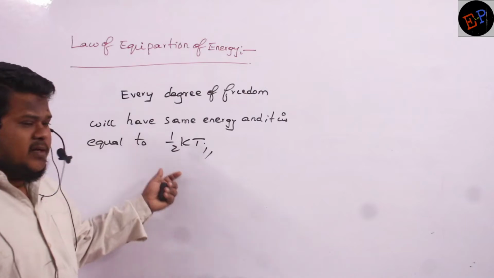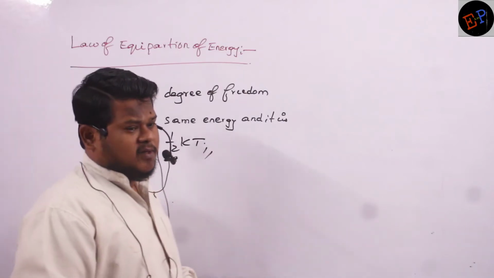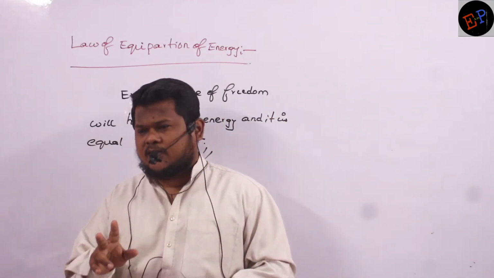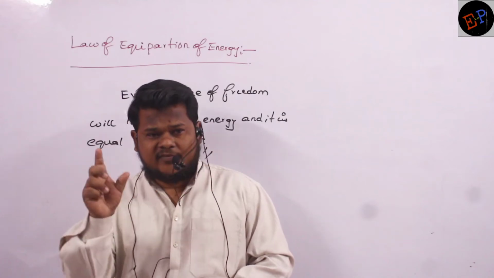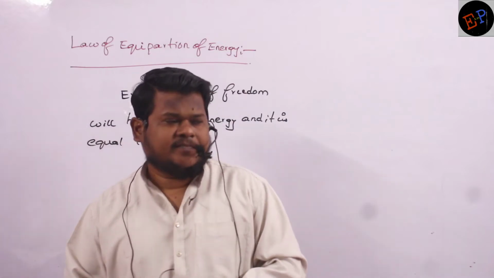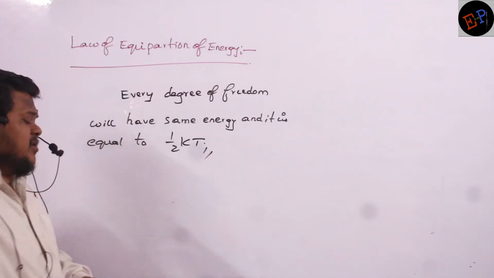Similarly, if you take a diatomic molecule, 5 degrees of freedom. What are the 5 degrees of freedom? 3 degrees along translational, 2 degrees along rotational. And every degree of freedom will have how much energy? Half kT of energy. So like this energy is distributed. Are you able to understand? That division of energy equally is called the law of equipartition of energy.